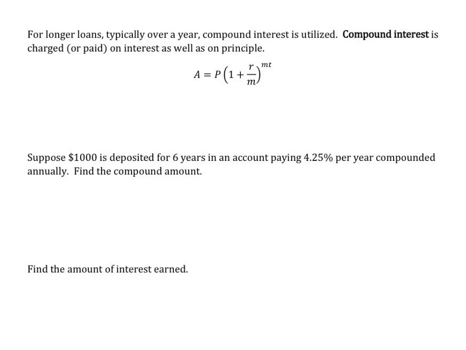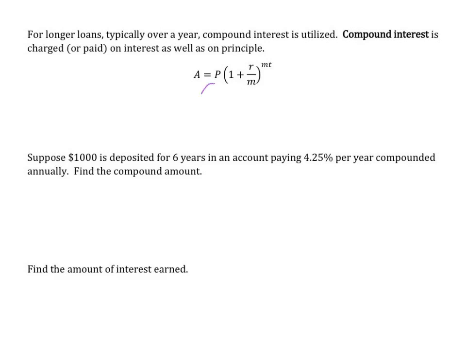For longer loans, typically over a year, compound interest is utilized. Compound interest is charged or paid on interest as well as on principal. So you're getting charged for not only the current interest but also past interest that's been paid.